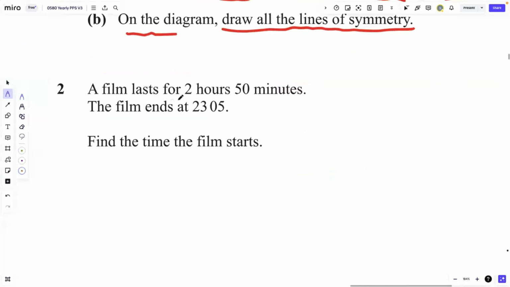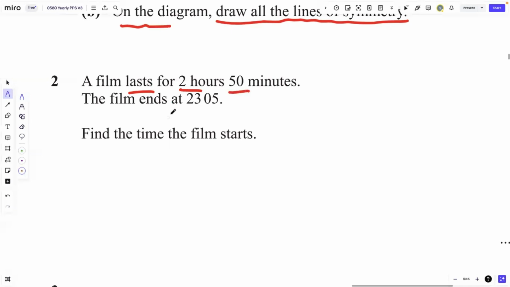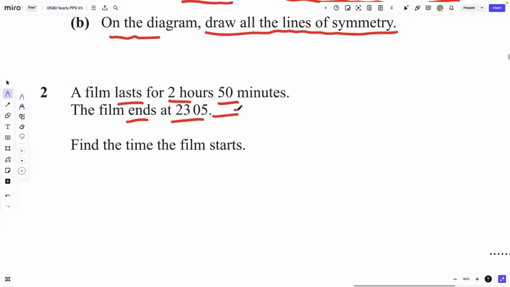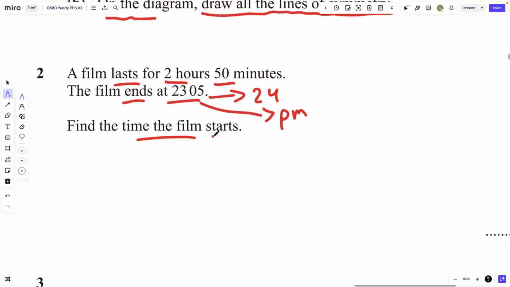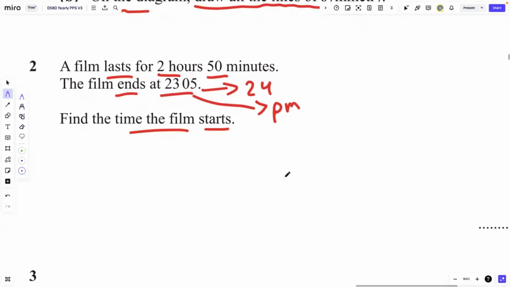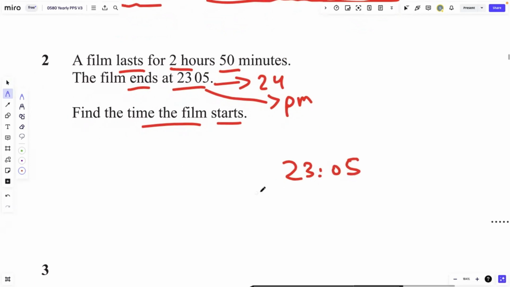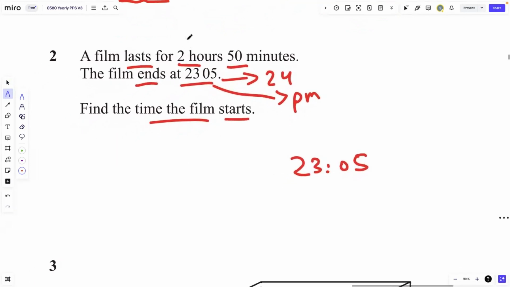A film lasts for, that's the duration, 2 hours and 50 minutes. The film ended at 23:05. This is a 24-hour clock, which means this is PM. Find the time when the film starts. So we have to basically go back in time, we have to subtract. We are at 23:05 and we have to travel backwards 2 hours 50 minutes.